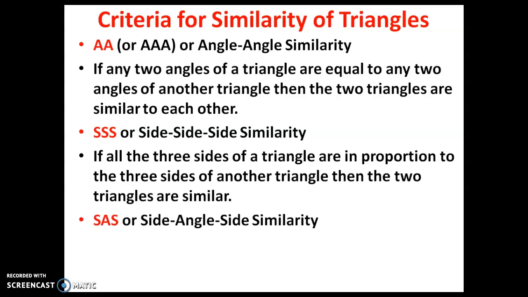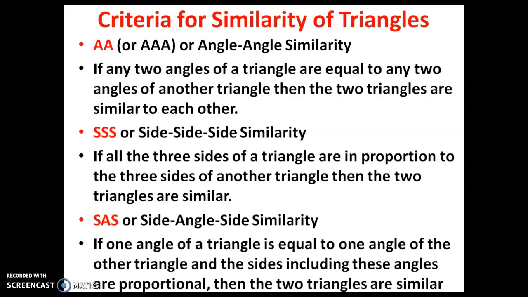Then SAS, side similarity. If one angle of a triangle is equal to one angle of another triangle and the sides including these angles are proportional, then the two triangles are similar. So one angle and the sides enclosing that angle, those two sides of one triangle are proportionate to the sides of another triangle. Then those two triangles are similar.